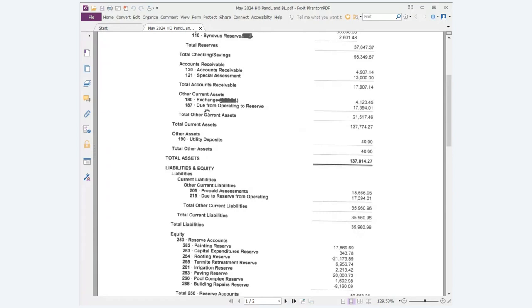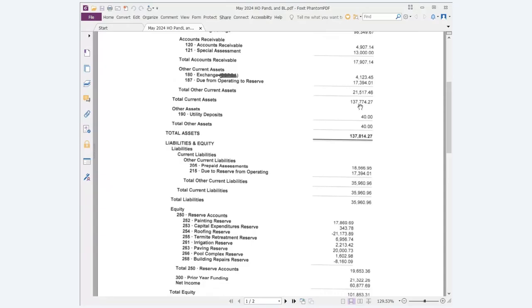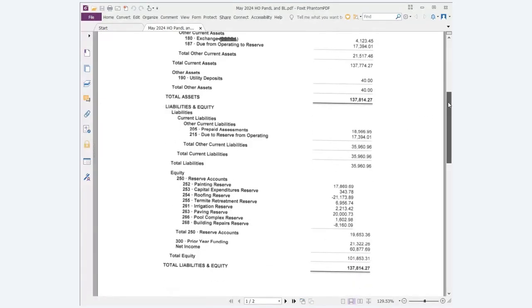And then due from operating to reserve. So what this is, is money that is still remaining in the operating checking accounts, but according to the budget, should have been transferred to the reserve accounts. And you'll see an offsetting account to account for this in a moment. So that's an asset as well. Giving the total current assets of $137,774. So all right, so let's then move that. That gives us the total picture for assets.